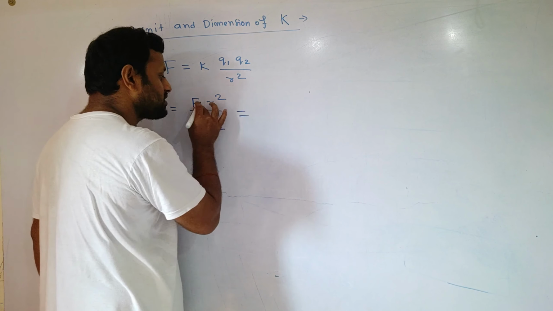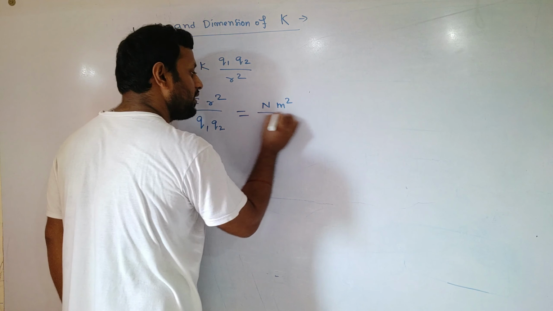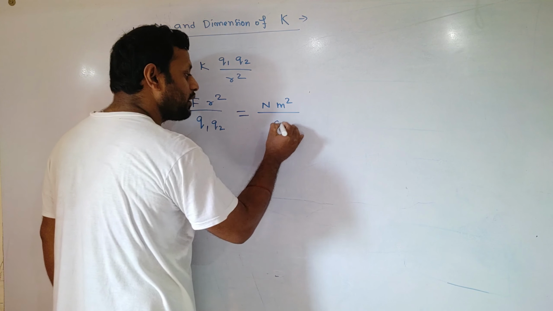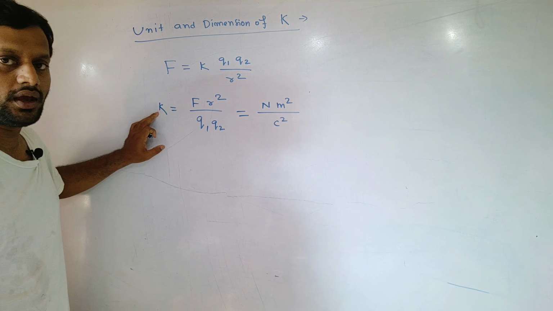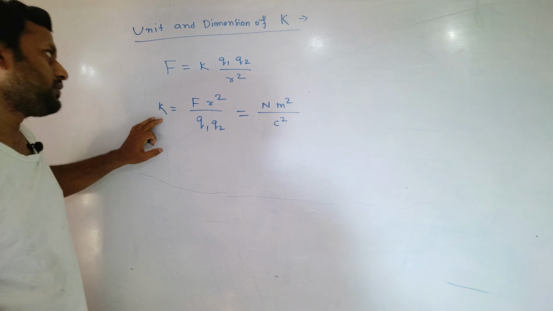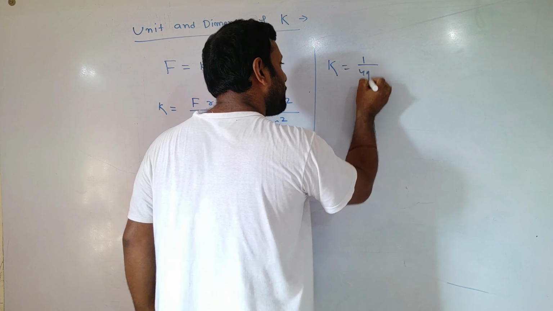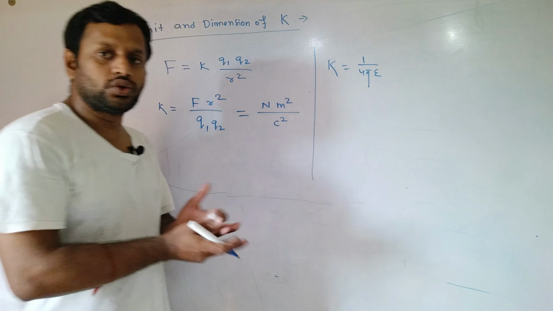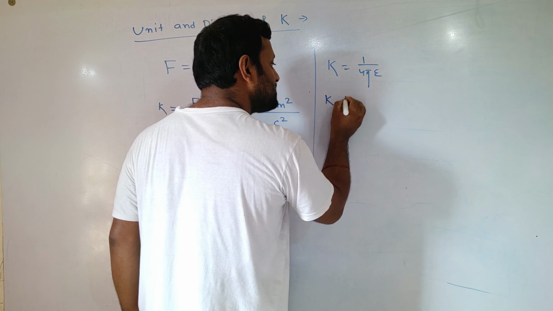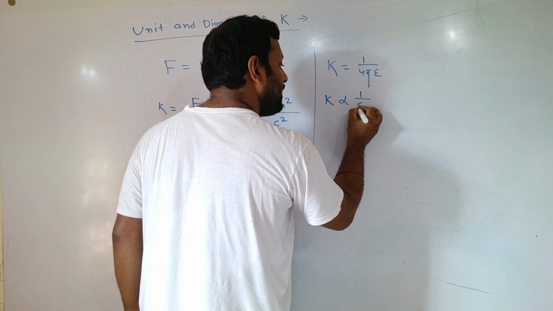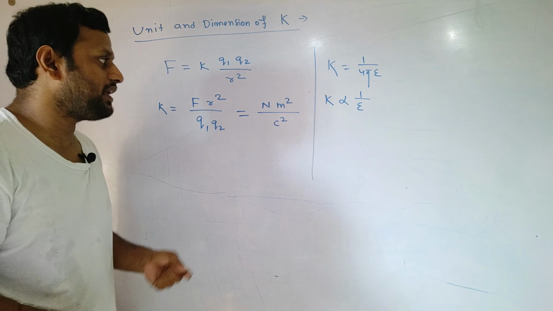So force, the unit we all know is Newton, R means distance, in SI unit it is meter square, Q means Coulomb, so Newton meter square by Coulomb square. That is the unit of K, Coulomb constant. In the same manner, K is equal to 1 by 4 pi epsilon. So from that I can say K is inversely proportional, 1 by epsilon. So K and epsilon are inverse in nature, they are reciprocal.